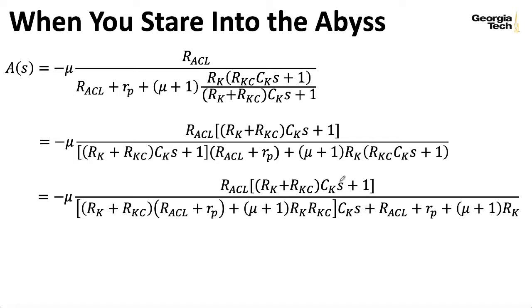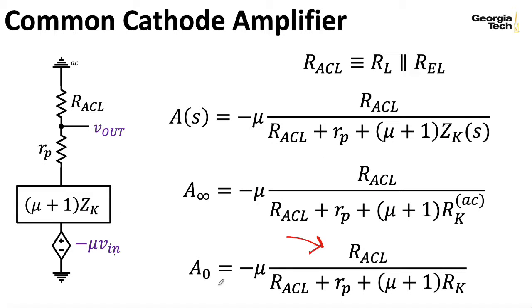So I clearly have some kind of shelving function. And something that caught my eye was that I have this expression here. And if I also then look at this R_ACL in the numerator, well, that looks familiar, especially when I include this minus mu. All of that looks like this. It looks like that theoretical DC gain A_0. And that gives me a clue on how to proceed.